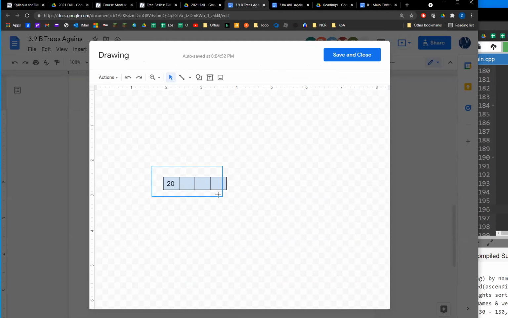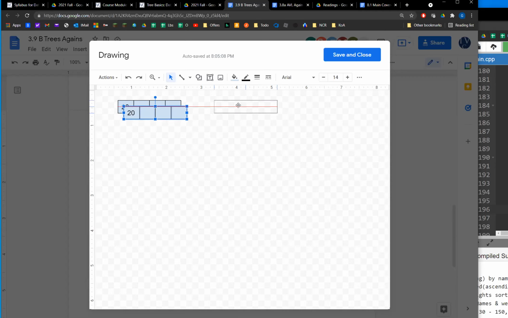That is a B tree. And so here's our node. We have 1, 2, 3, 4, 5 links. So we have made 5 children, 4 data points. So we'll just add 20.